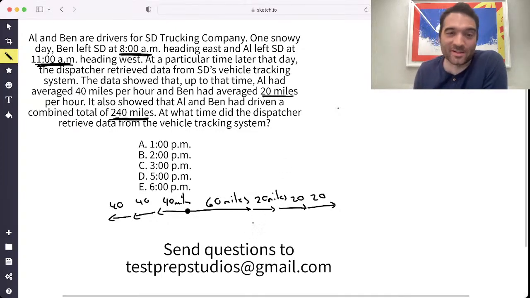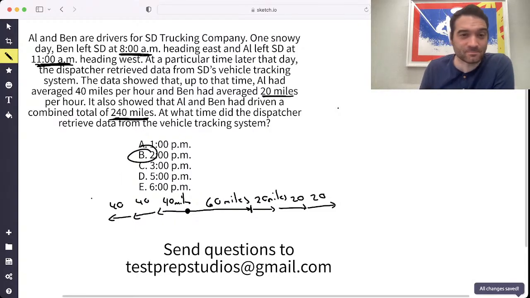And we just need to figure out what time that is. So remember, Ben traveled alone until 11 a.m. So this is at 11 a.m. And then together they each traveled an hour, right? 1, 2, 3, 1, 2, 3. So we are 3 hours after 11 a.m. And that leaves us with answer option B.